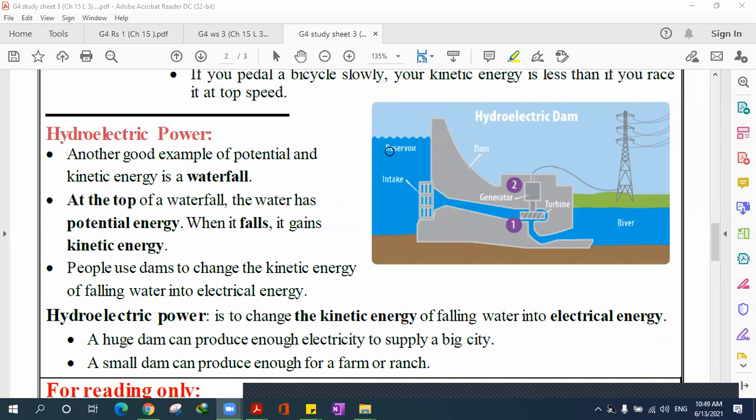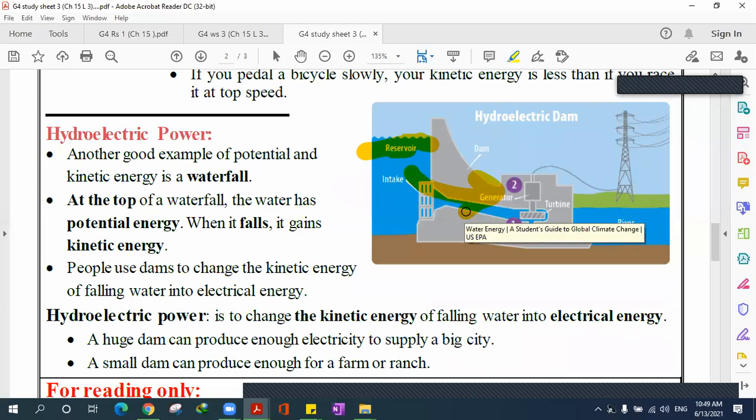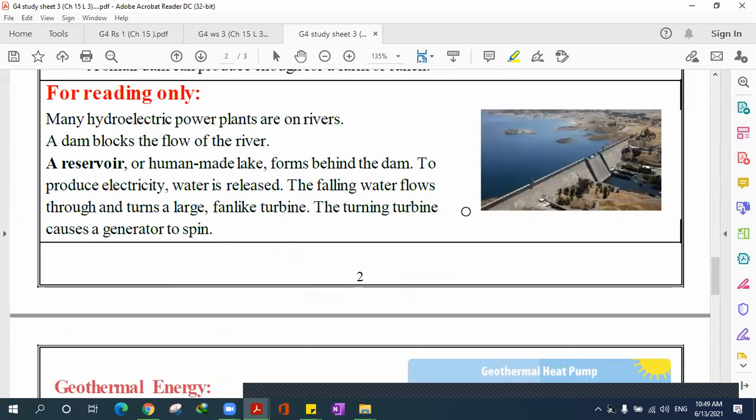So at the top, the water has potential energy, as we mentioned. And then when it starts moving down, it starts to have kinetic energy. Then all the kinetic energy will change into electricity. People use dams in order to light homes. Dams are a really good source of electricity. A huge dam can supply electricity for a big city. A smaller dam can supply it to maybe a farm or a ranch or something like this. Okay, so yes, they do bring a lot of electricity to some places.